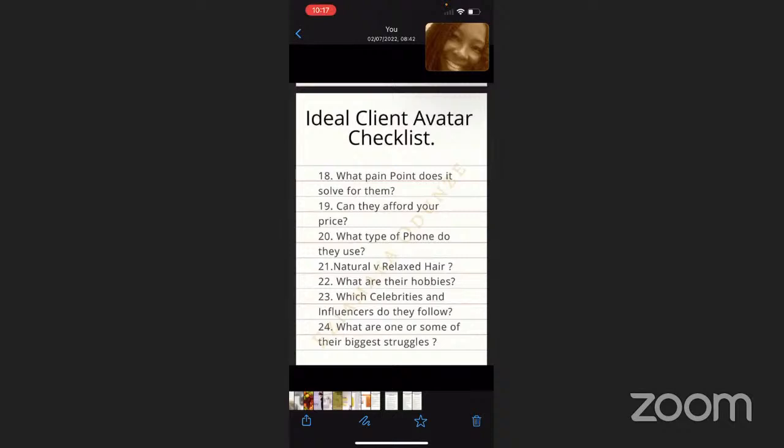Number 20, what type of phone do they use? This is also very important, especially when you're running ads. You need to know the type of phone they're using so that you'll be able to know what to tell Facebook to look for.